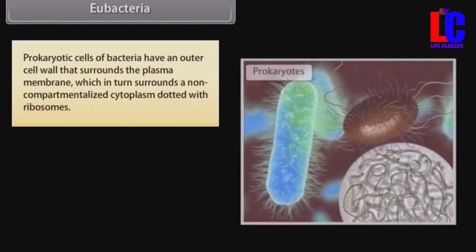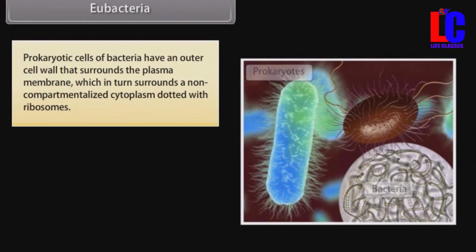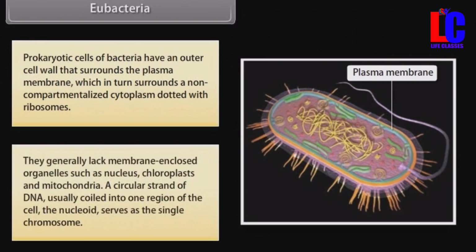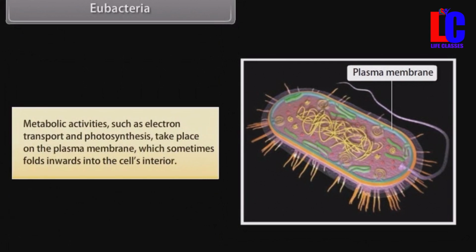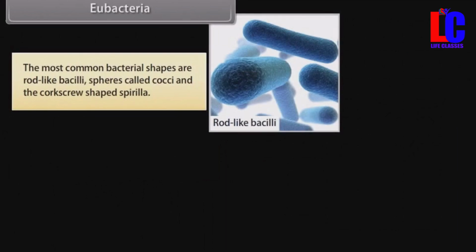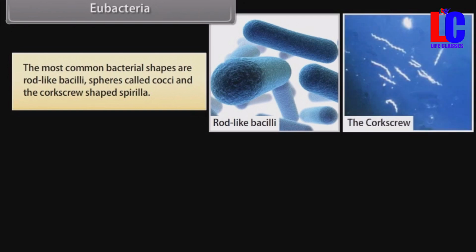Eubacteria. Prokaryotic cells of bacteria have an outer cell wall that surrounds the plasma membrane, which in turn surrounds a non-compartmentalized cytoplasm dotted with ribosomes. They generally lack membrane-enclosed organelles such as the nucleus, chloroplasts, and mitochondria. A circular strand of DNA, usually coiled into one region of the cell, the nucleoid, serves as the single chromosome. Metabolic activities such as electron transport and photosynthesis take place on the plasma membrane, which sometimes folds inwards into the cell's interior. The most common bacterial shapes are rod-like bacilli, spheres called cocci, and the corkscrew-shaped spirilla.